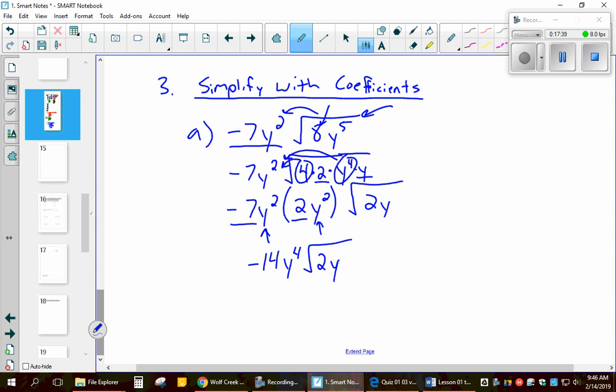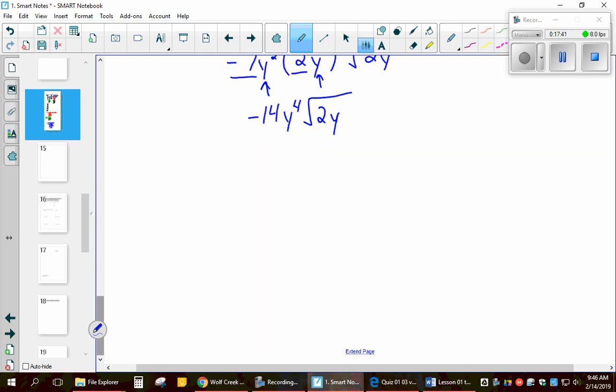Okay, I'm going to do one more of those, just because we should. Alright, so let's go B. That's actually easier. Let's do this one: 3x times the square root of 49x to the 3.